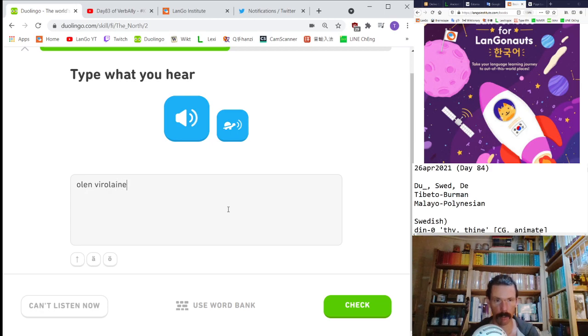Olen virolainen. Virolainen. So each vowel is sounded one by one in a nice regular beat. It might be good to sort of break down the language streams into really simple phonetic languages and then really hard ones phonetically, like Irish, where the letters to the sounds are not one to one. Olen virolainen, I am Estonian.